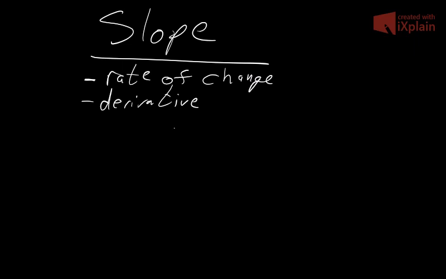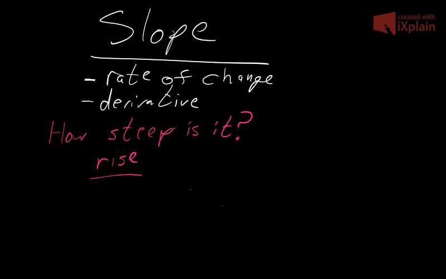So all this is a way to say how steep something is. How steep is it? Is the question slope is answering. And if you're wondering how steep something is, you're going to need to know two things. You're going to need to know how high it goes, or how high it rises. And you're going to need to know how far over it goes, or how far it runs. So that's going to be our formula for slope. Slope equals rise over run.